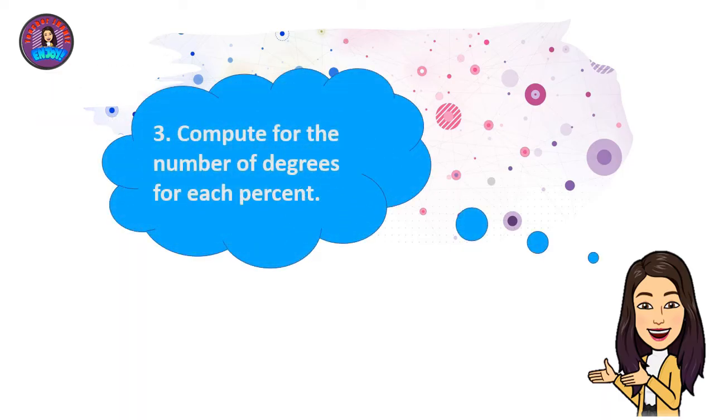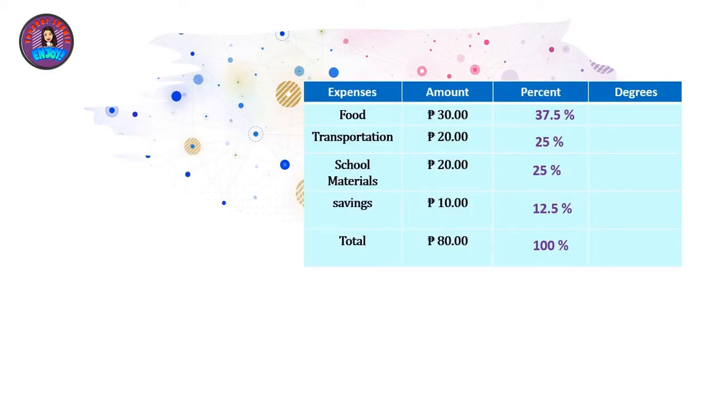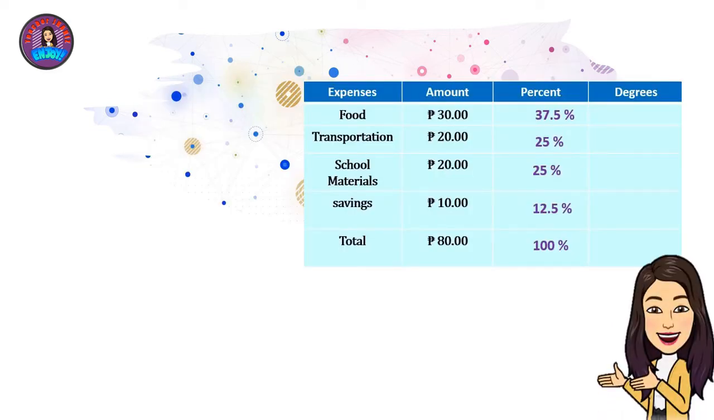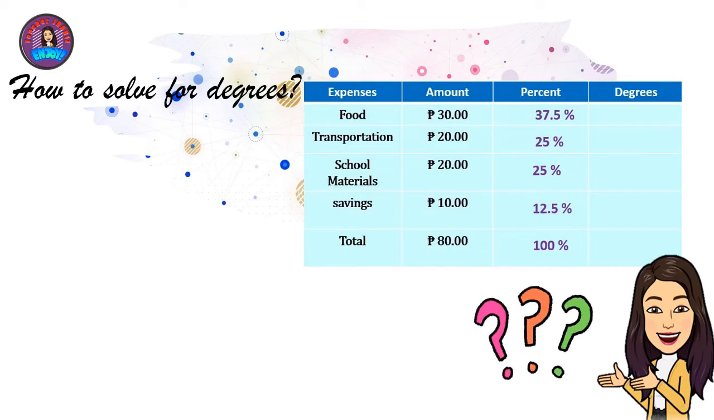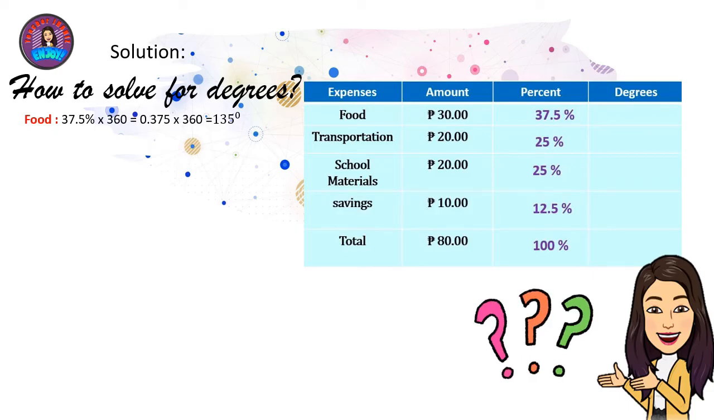For step 3, compute for the number of degrees for each percent. How to solve for degrees? Here's the solution. For food, multiply the percent, 37.5%, by 360 degrees.